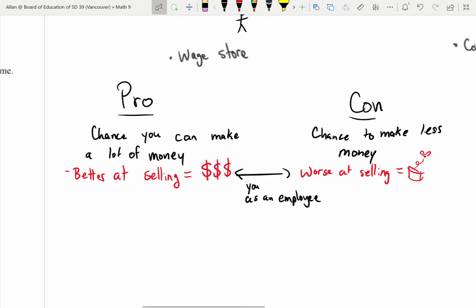There's more than just you that's playing into if something sells. So if there's what I'll say low business, so no one shows up, it doesn't matter whether you are really good at selling or not. You're not going to make money. It's going to be the same thing, just an empty pocket. So this depends partially on you, but it also depends on the store.